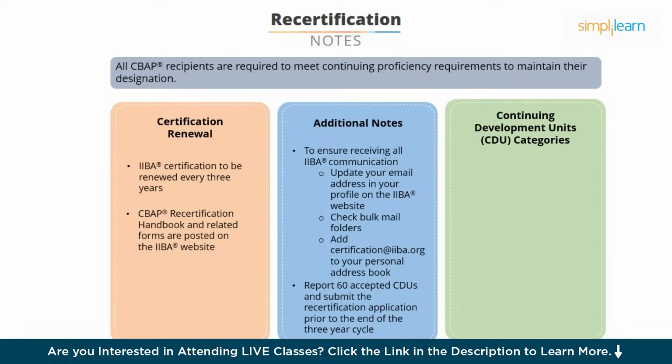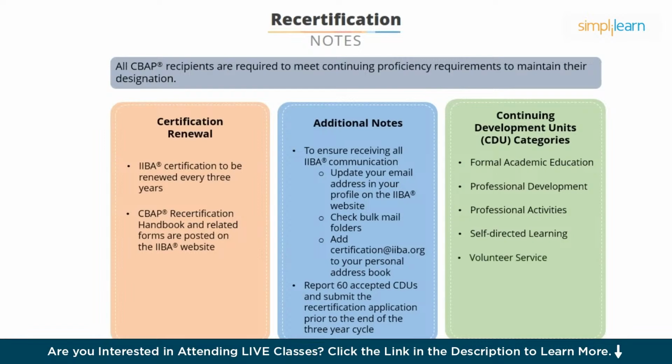The recertification program organizes CDUs into 6 categories. 1. Formal academic education. 2. Professional development. 3. Professional activities. 4. Self-directed learning. 5. Volunteer service. 6. Professional experience. Please refer to the recertification handbook for the maximum number of CDUs allowed under each category.